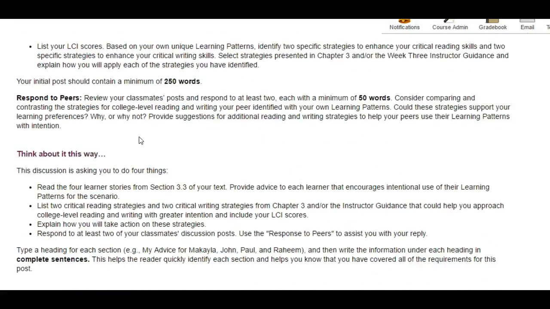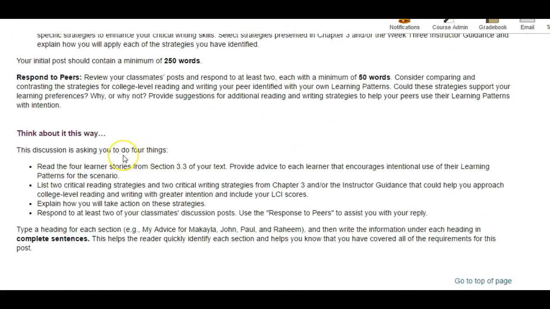And then when you go into your second one, your discussion has to be 4 things. So your discussion 2 has to have 4 parts. So make sure you're paying attention to it. You're going to have the readers in the story. There's 4 of them. You need to read about them and provide information. Here's the part that I see missing: the 2 reading strategies and 2 writing strategies, not or, and. So you need to provide 2 for each. Okay, and explain how you take action with these strategies, and then you do your peer responses.